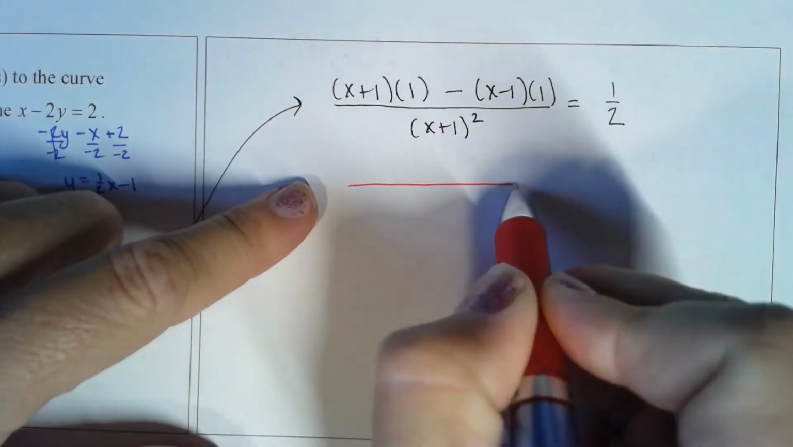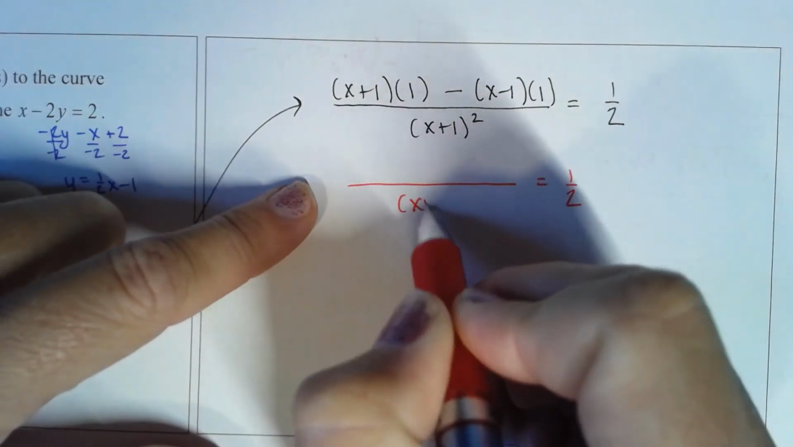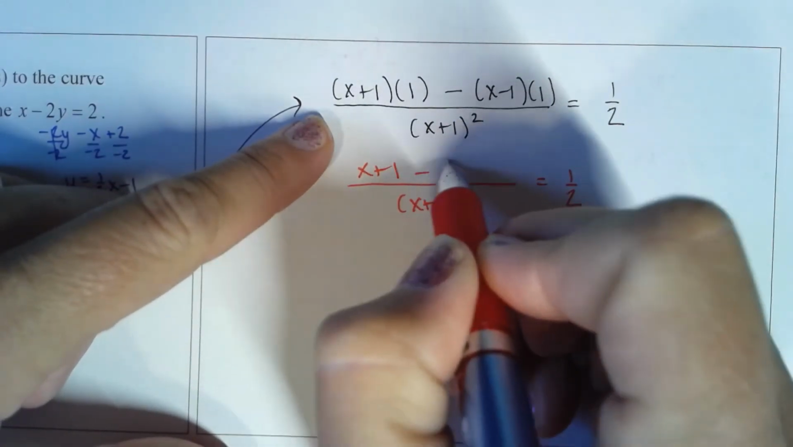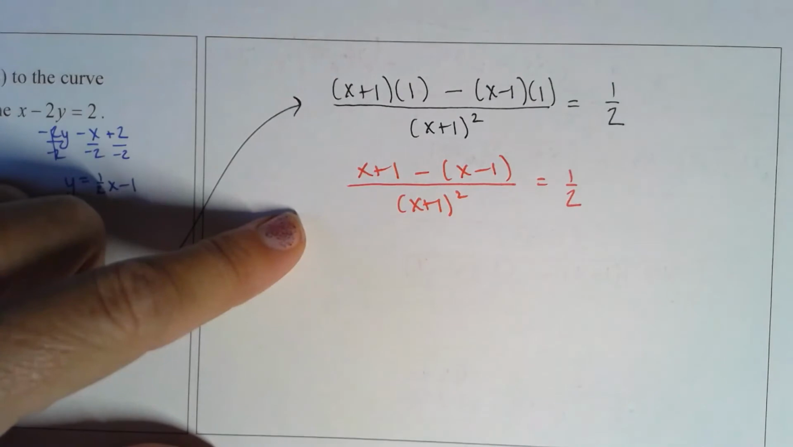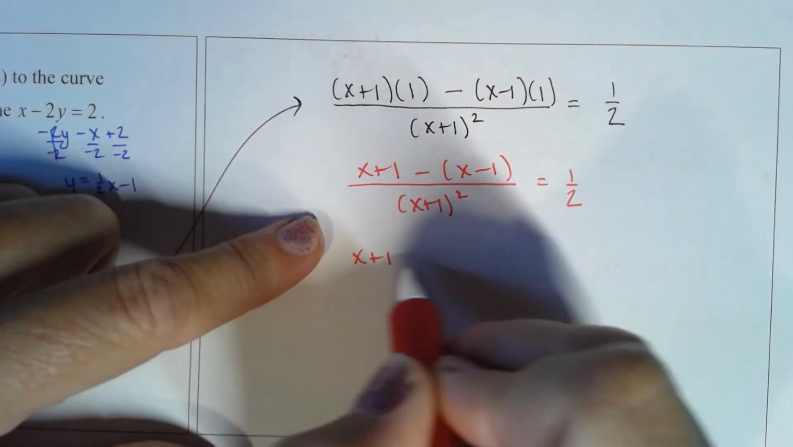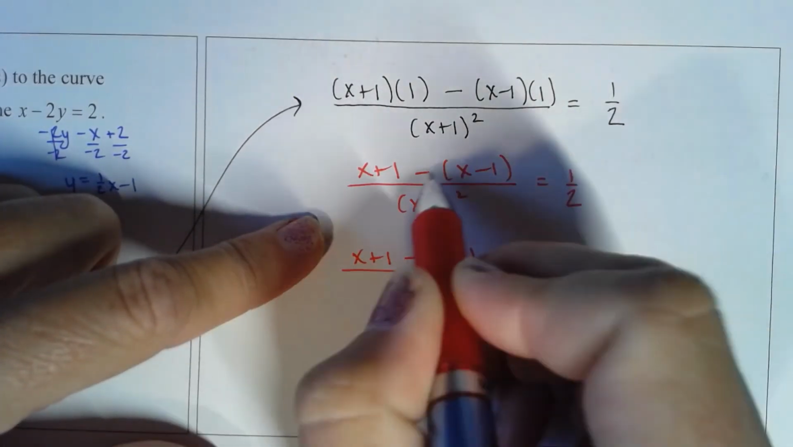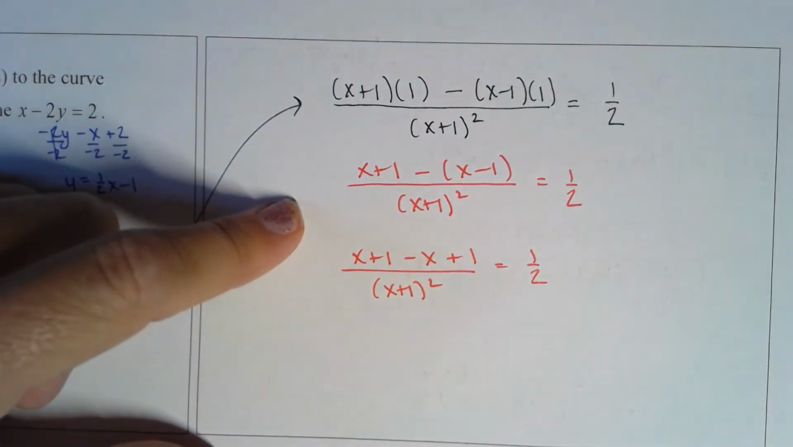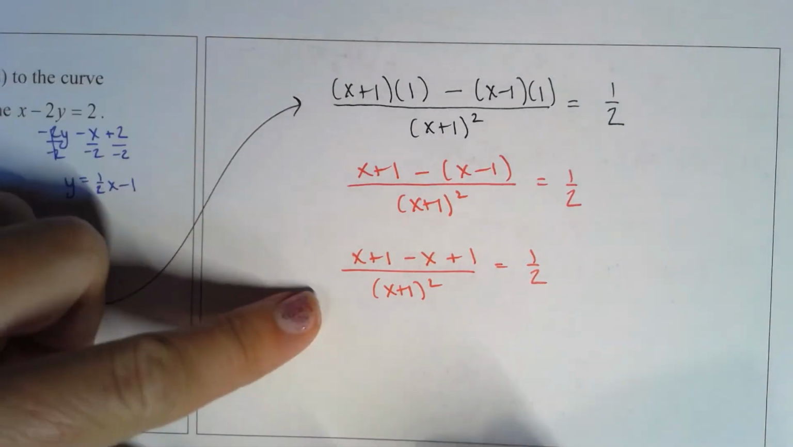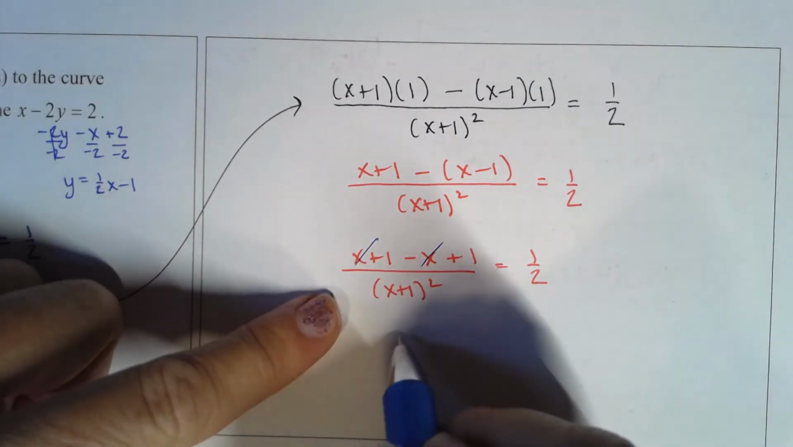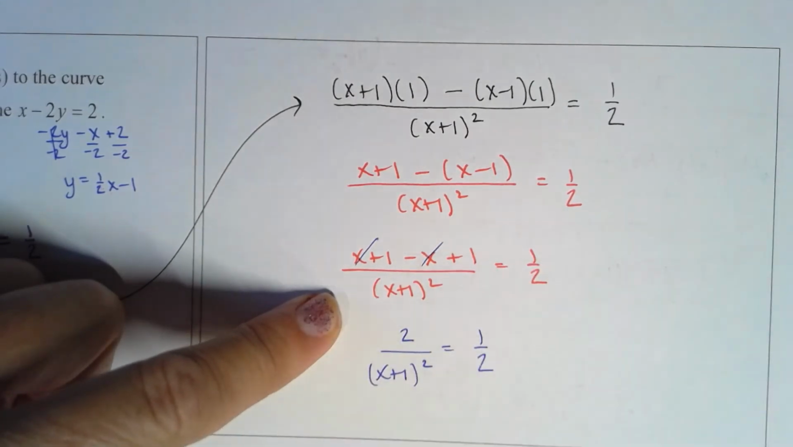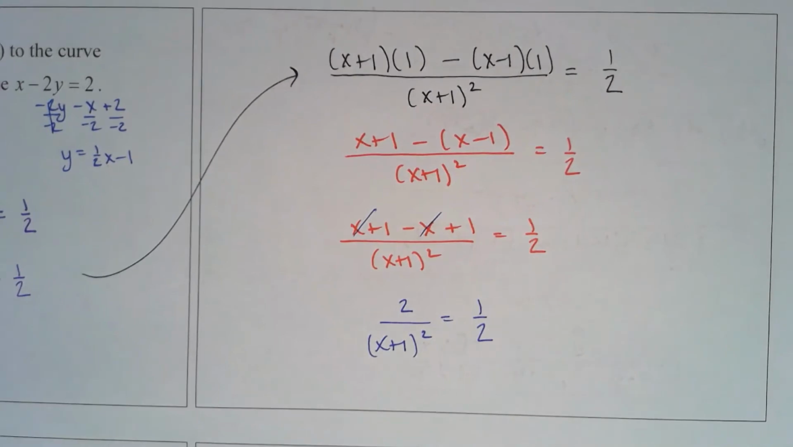So let's clean up our numerator. I don't need to multiply by 1, so I have x plus 1 minus x minus 1, or x plus 1 minus x plus 1 when I distribute that negative. See why I gave us some extra room here. I didn't want us to have to cram all this in. So we're left with a 2 on top and x plus 1 squared on the bottom. We're going to set that equal to 1/2.